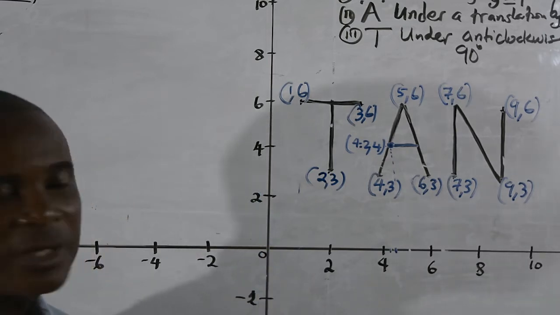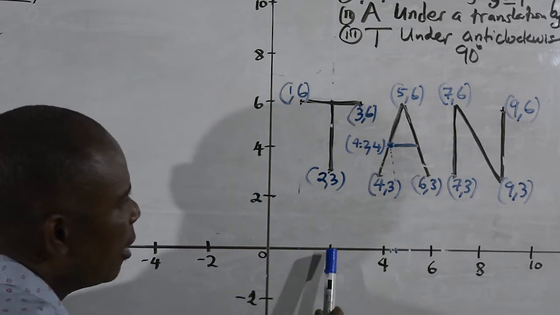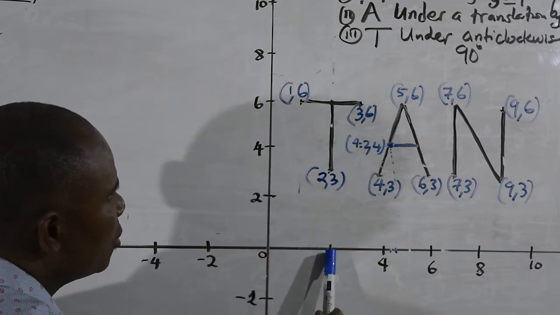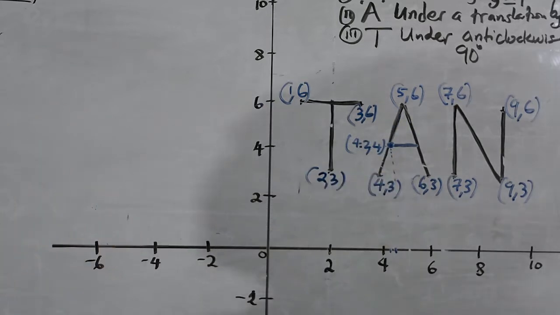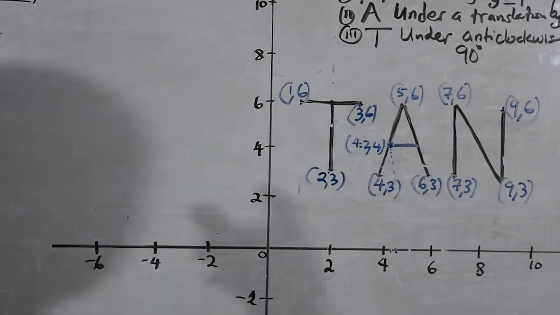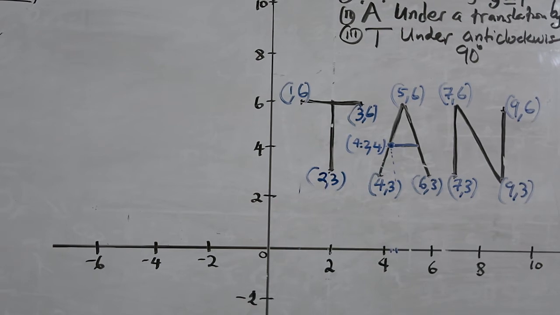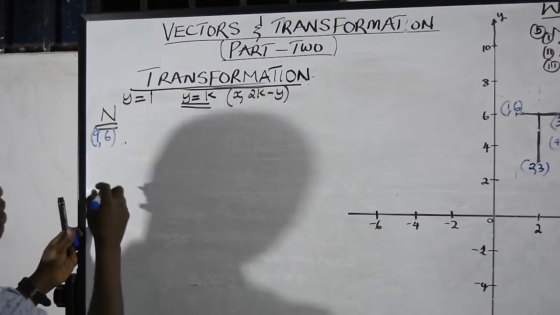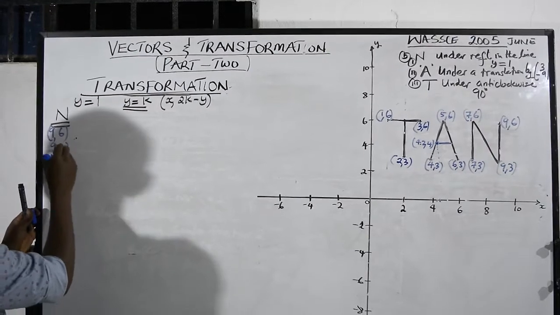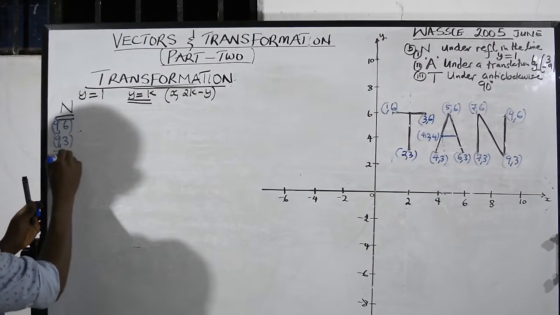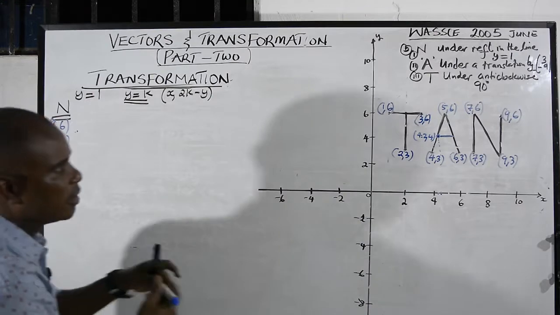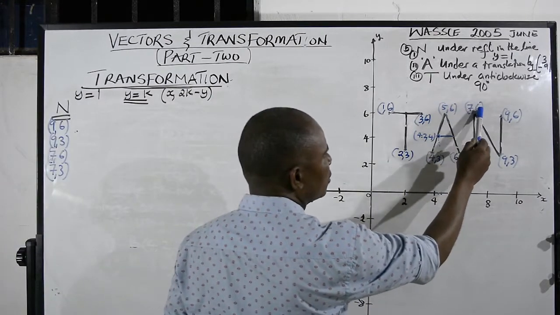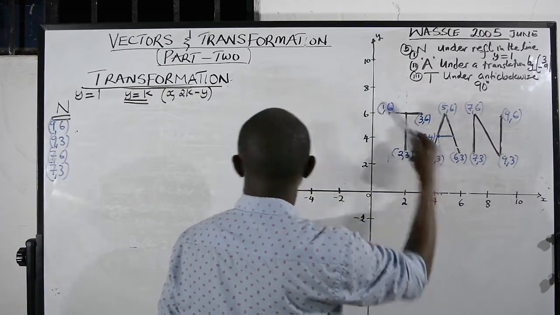The x coordinate comes first before the y. Understand that? So here this is 2, 3, and this is 1, 6. This is 3, 6. That's how I got that. The first question says translate letter N. So I go for the coordinates of N. N is 9, 6, and we have 9, 3, and there is 7, 6, and 7, 3. So I've taken the coordinates of N. N contains 7, 6, 9, 6, 7, 3, 9, 3. So that's N over there.